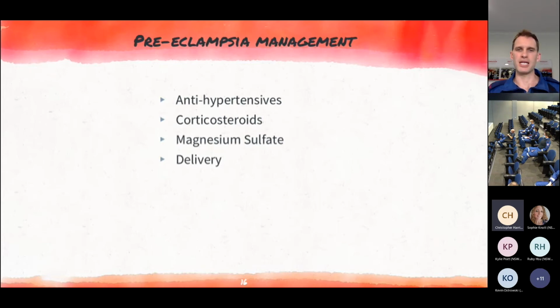And then the last thing in the management is delivery. The aim would be to stabilise the woman as much as possible before delivery, without delaying delivery too much. Depending on how severe and stable the patient is, there may be a delay in delivery to give steroids some time to work if the blood pressure is under control. But if the blood pressure is not controlled or it's eclampsia, they're probably going to want to deliver the baby very quickly.